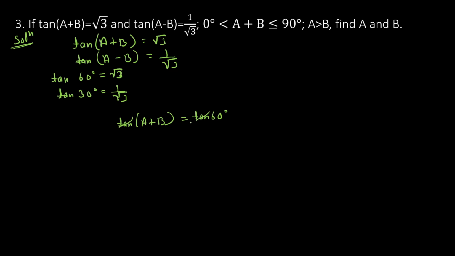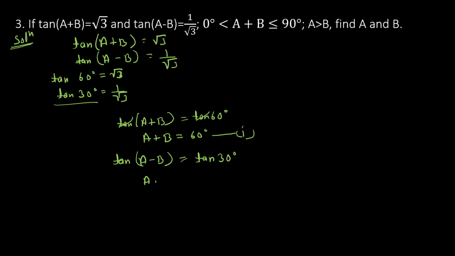Now tan cancelled out. What it comes out as A+B equal to 60. Let this be equation first. And tan(A-B) equal to 1 by root 3 is tan 30 degree. So tan cancelled out, so A-B equal to 30. This is equation second. Now we will solve equation first and second.